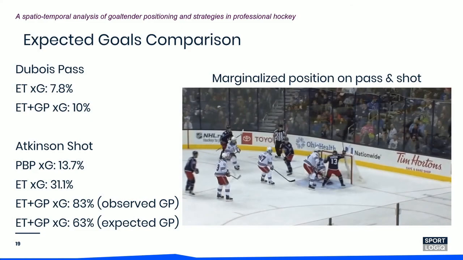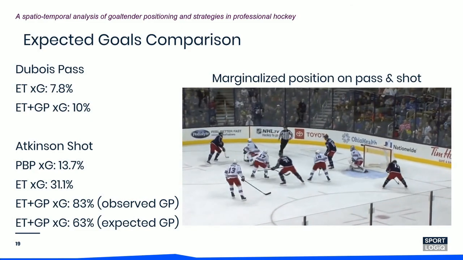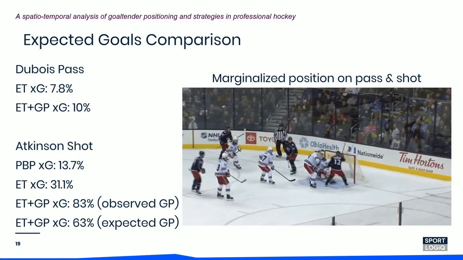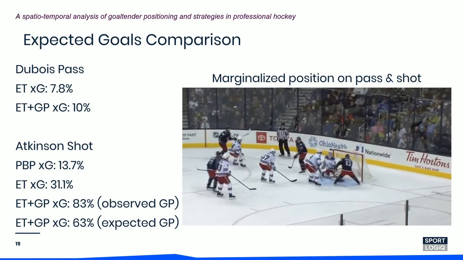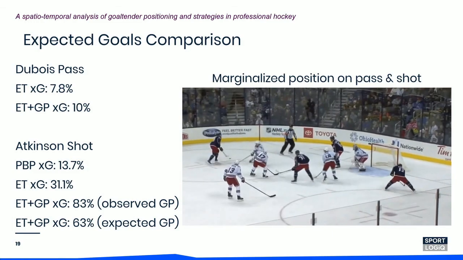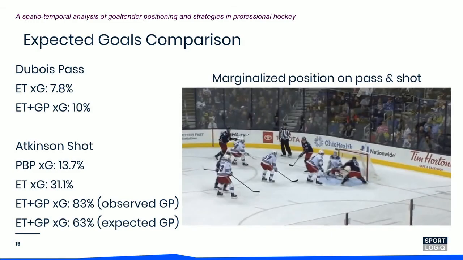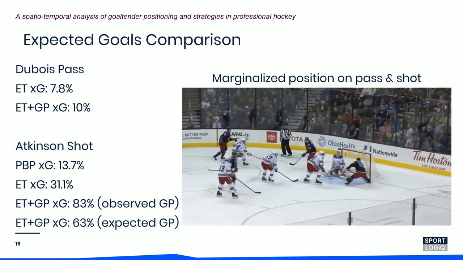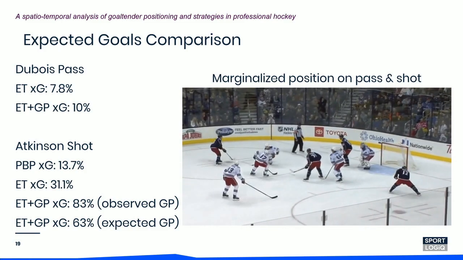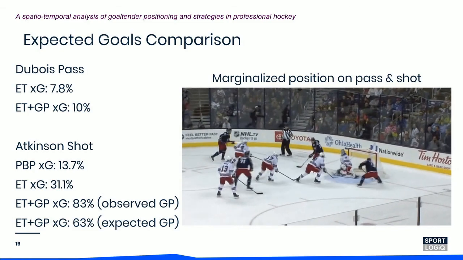You could probably see that the event tracking expected goal is about 8%. You could argue that's a little high, especially if you had something like body position. You can kind of see maybe his hands are a little further back. Maybe the goalie doesn't have to honor the shot as much. But you can see the Dubois pass. Actually, once we know the goaltender positioning, it goes up to about 10%, which is somewhat significant. And you can kind of see why.